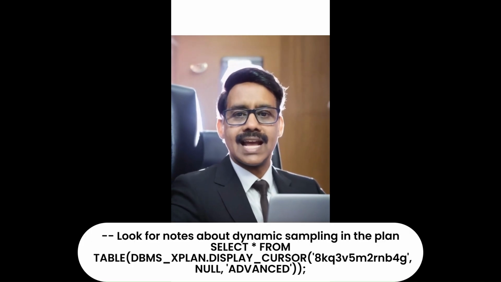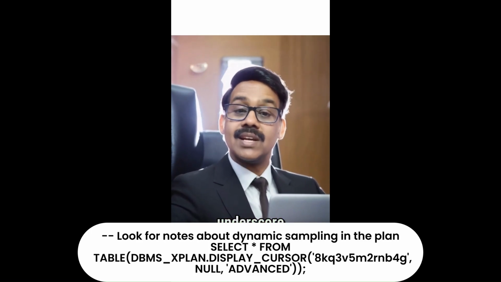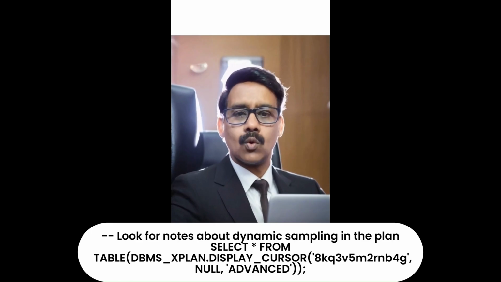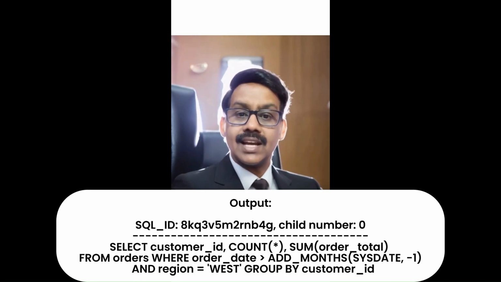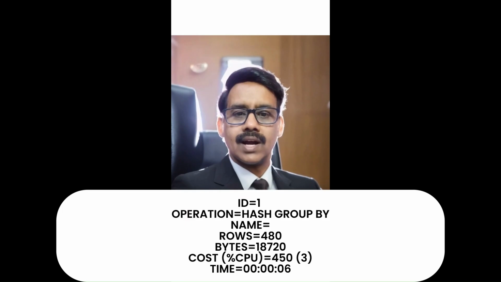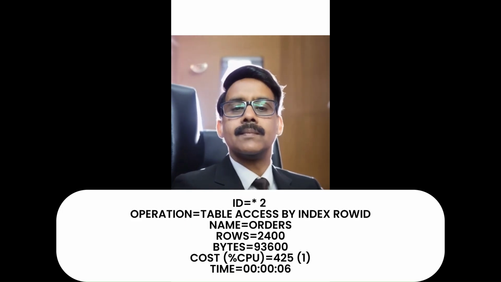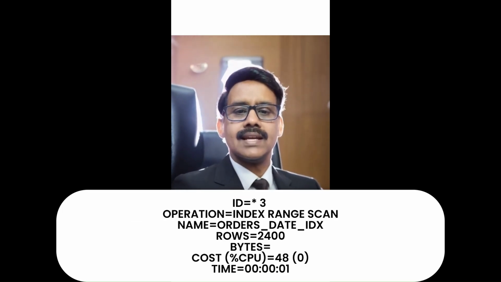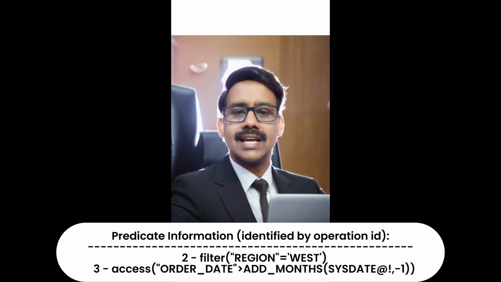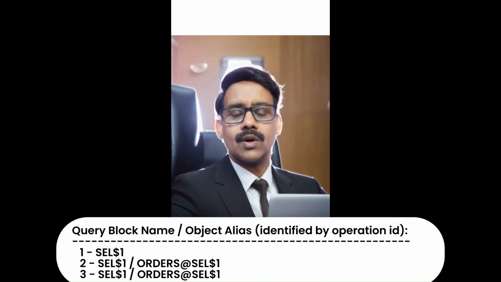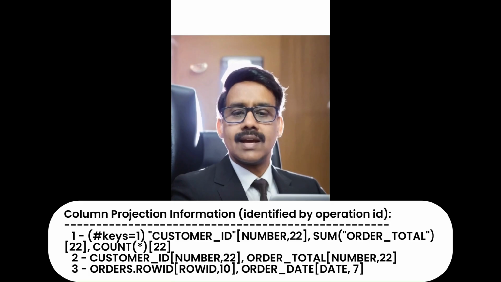Look for notes about dynamic sampling in the plan. Select star from table(dbms_xplan.display_cursor('8kqv5m4g', null, 'advanced')). Now we're talking. This is the smoking gun. Look at that note section at the bottom. This is gold. Dynamic statistics used: dynamic sampling, level equals 6. Bingo. It's confirming that dynamic sampling was used at level 6.